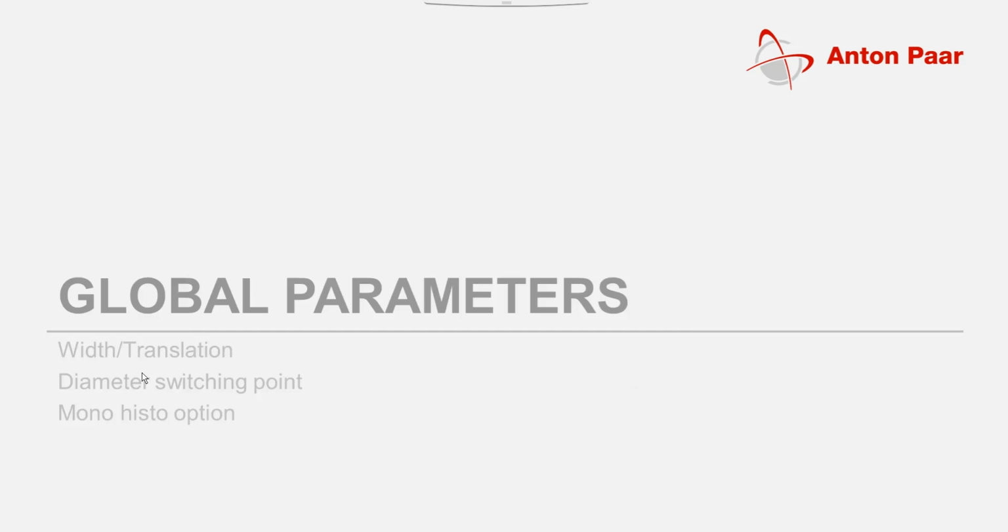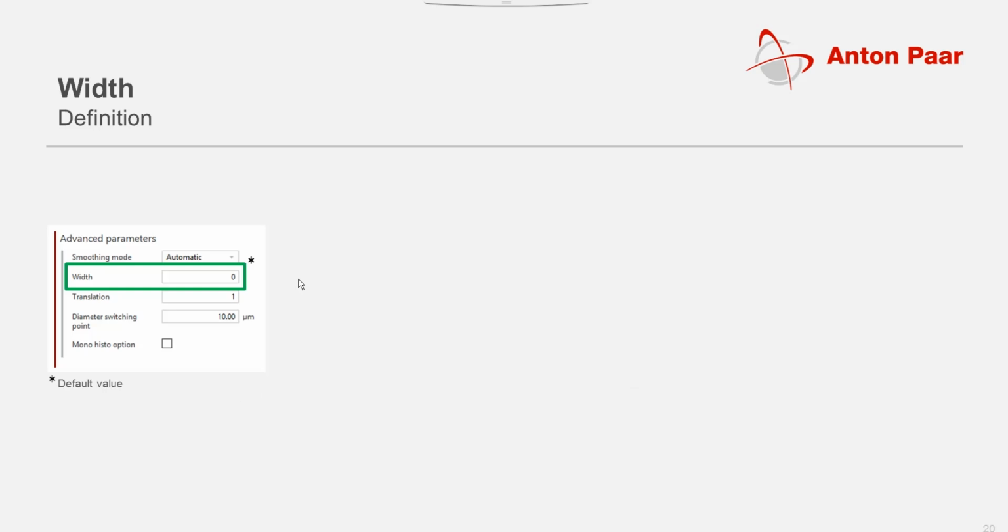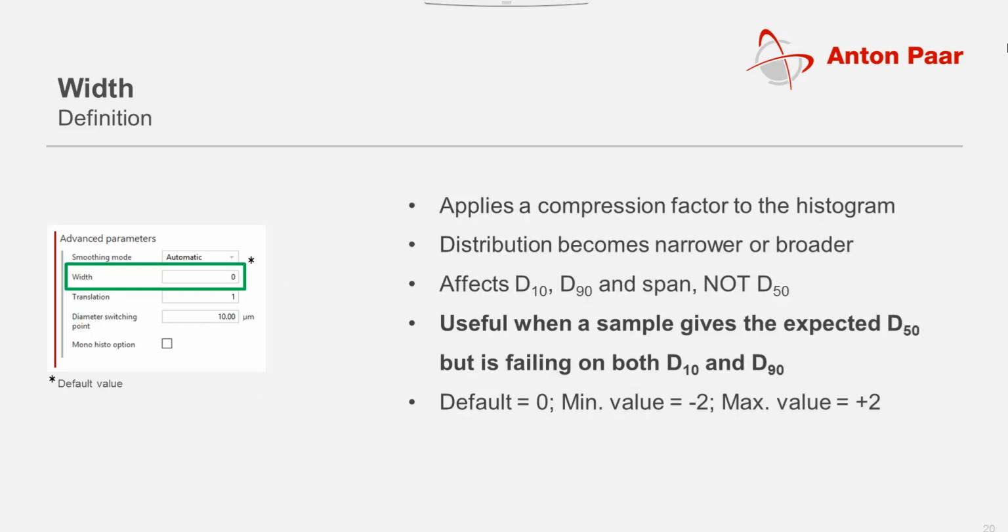Let's start the section of global parameters. The width applies a compression factor to the histogram, therefore the distribution becomes narrower or broader. D10 and D90 are most affected, and in case of correlation with competitor results or other laser diffraction instruments, the D10 and D90 can be modified by moving the width without changing the D50. Default value is 0, minimum applicable value is -2, the maximum one is +2.